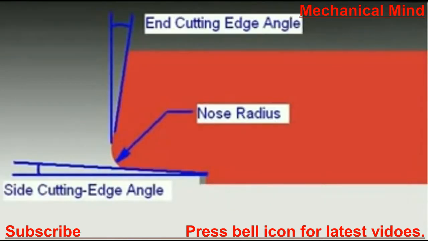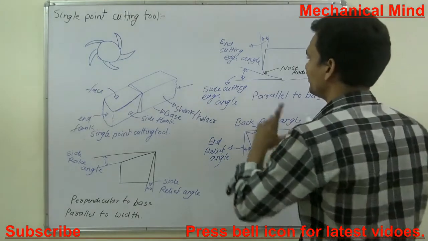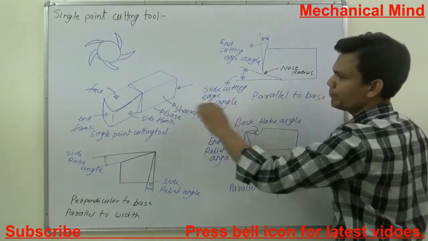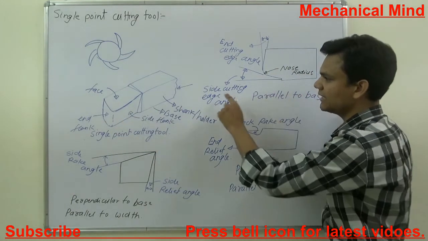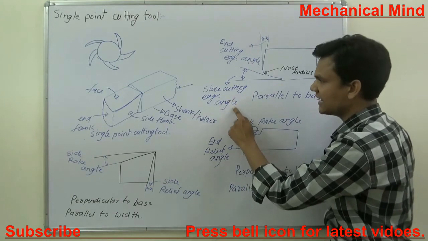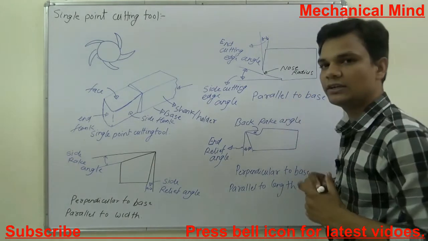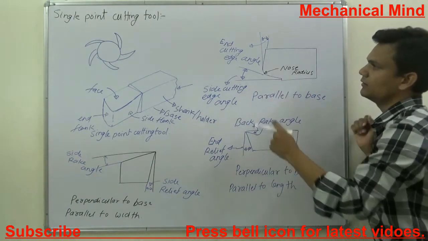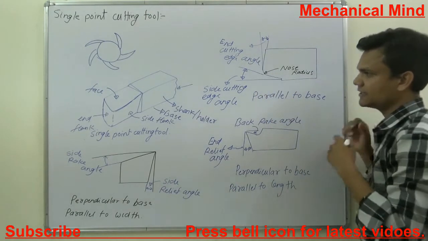When we look straight down on the tool like this, we can see the end cutting edge angle, the nose radius, and the side cutting edge angle. We can also see the nose angle. As you've seen in the clip, if we cut a tool parallel to base or by a horizontal plane, then we obtain two angles, that is side cutting edge angle and end cutting edge angle, and one more point, that is nose radius. This is in between the end cutting edge and the side cutting edge.